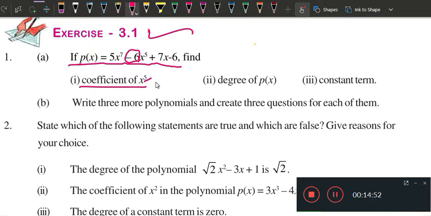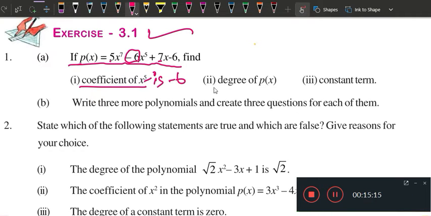So the coefficient of x power 5 is minus 6. Okay, children. Similarly, the coefficient of x power 7 is 5, the coefficient of x is 7, and the constant is minus 6.